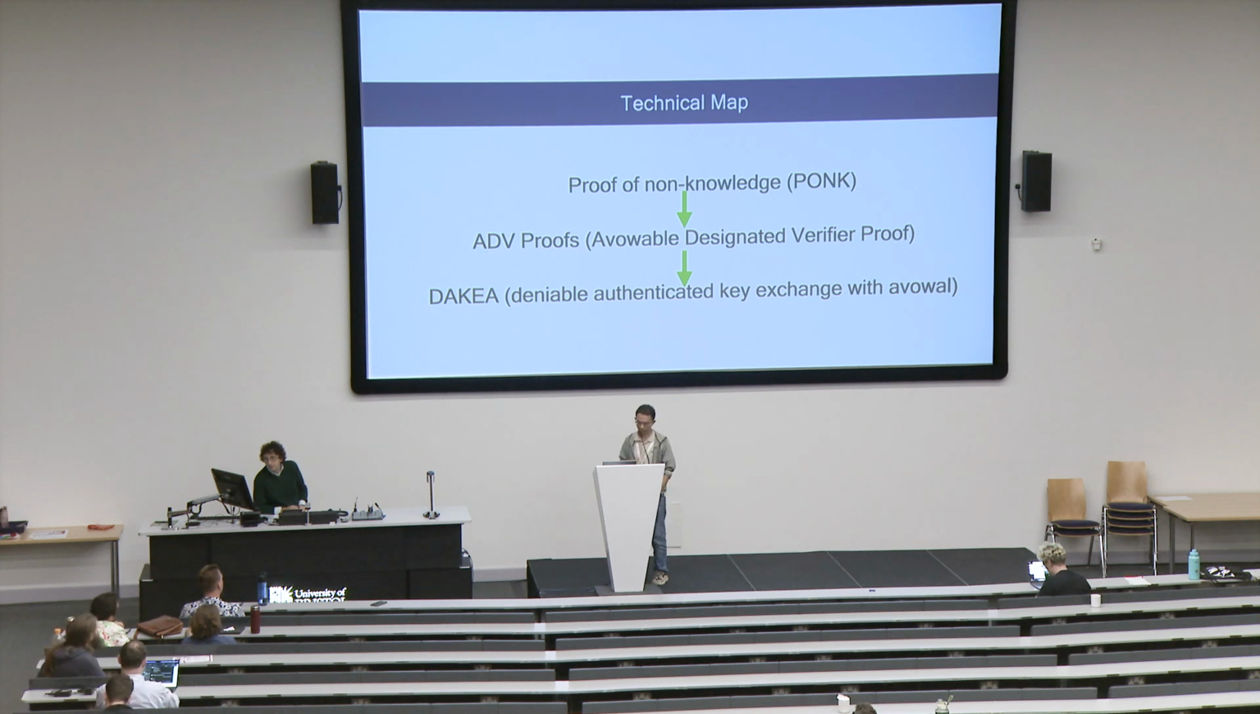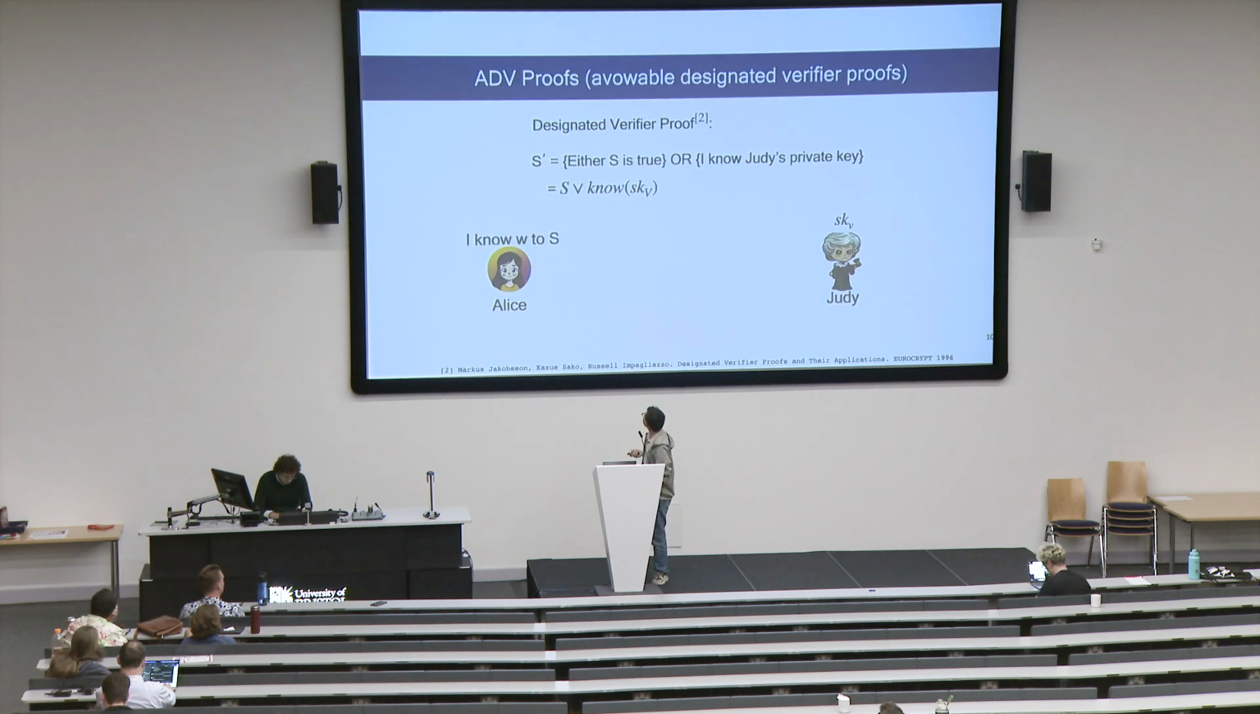Here is our technical map. We first present our observation or trick for how to prove non-knowledge. With that, we can construct our ADV proofs, and ADV proofs lead us to the DAKR protocol. Before jumping into ADV proofs, let's first recall what a designated verifier proof is. A designated verifier proof is a proof for a very special statement. The statement here is S prime.